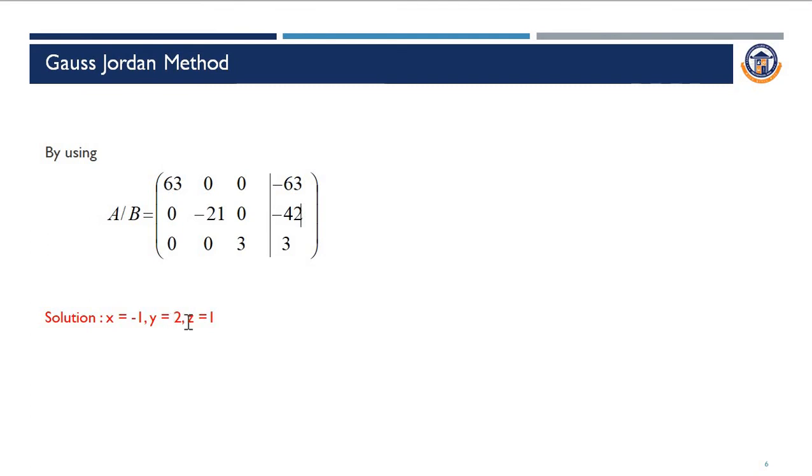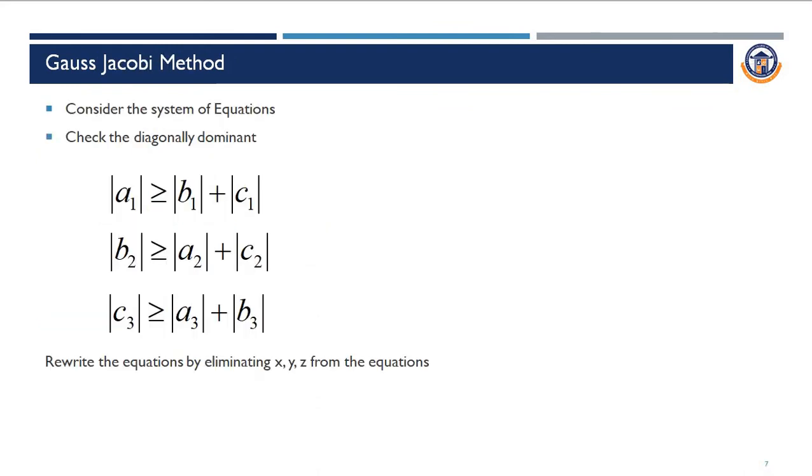So the conclusion is, if you do it by Gauss-Jordan or by Gauss elimination, any method, we will get the same solution for the same problem. Therefore these are the direct methods we have seen to find the solution of a system of equations. One is Gauss elimination and another is Gauss-Jordan.